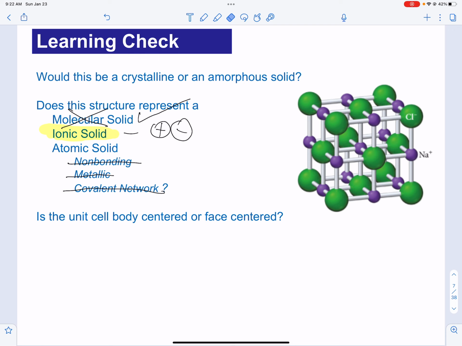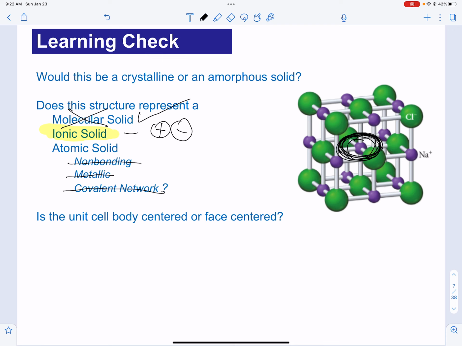Is the unit cell body-centered or face-centered? So this is a new concept. So once we have the unit cell, we're going to look at the unit. We are going to visualize it in 3D like you can see on this drawing, and we can say there's a body on the center.